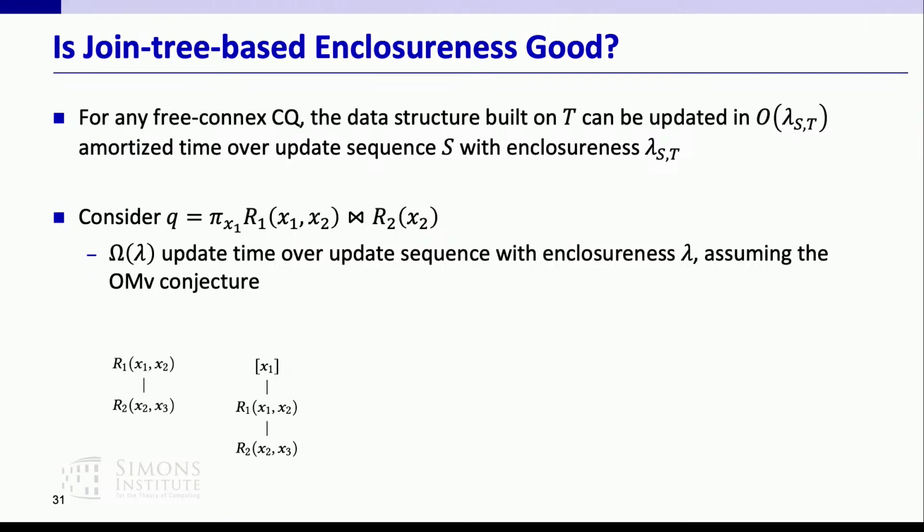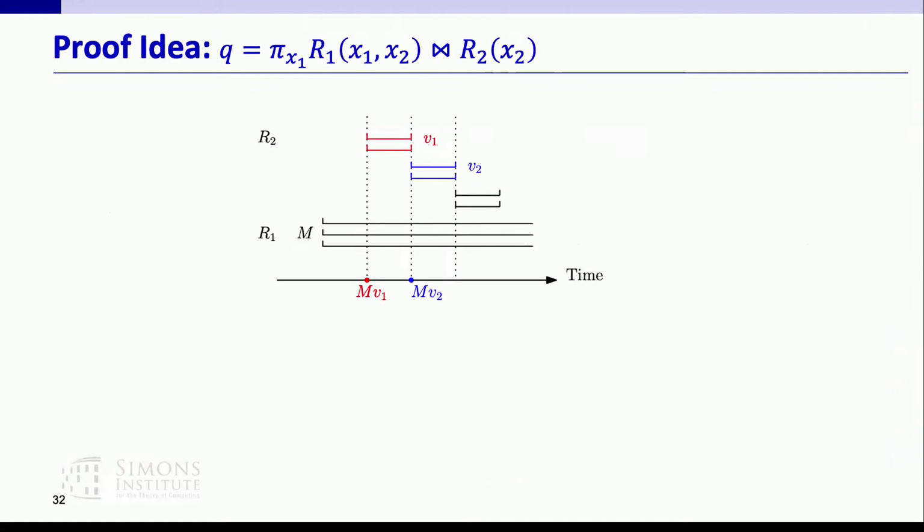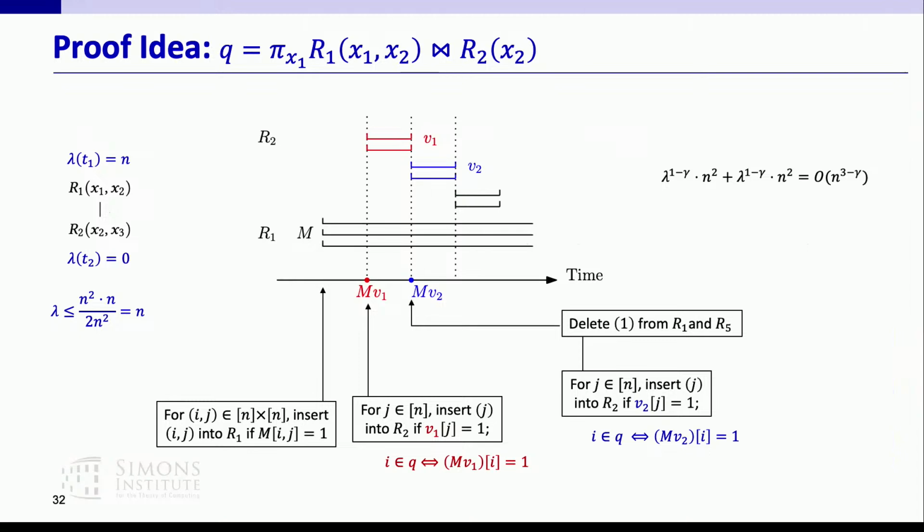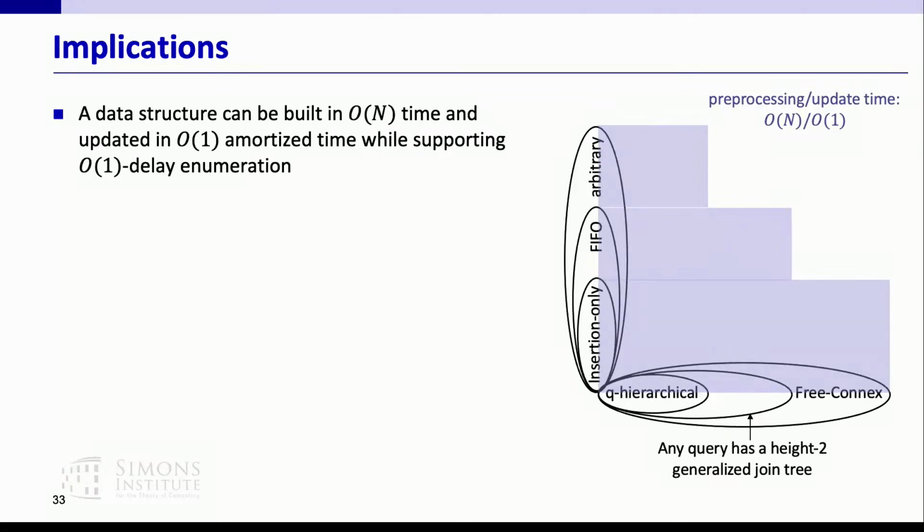So what properties of the update sequence do we need to exactly capture the hardness? I will just skip the lower bound for this part. For this part, it's similar. There's some picture I want to show.